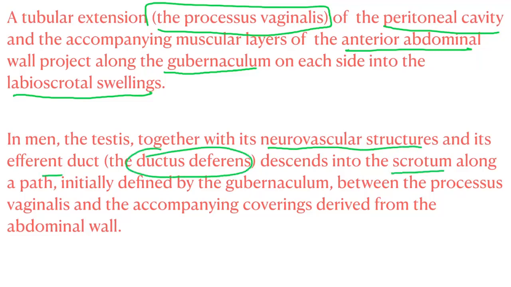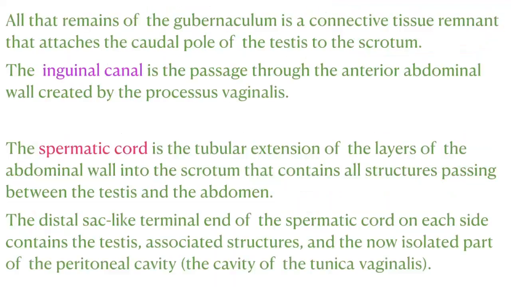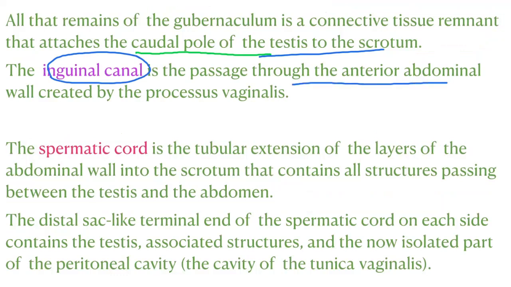In men, the testis together with its neurovascular structures and its efferent duct, that means ductus deferens, descends into the scrotum along a path initially defined by the gubernaculum between the processus vaginalis and the accompanying coverings derived from the abdominal wall. All that remains of the gubernaculum is a connective tissue remnant that attaches the caudal pole of the testis to the scrotum. The inguinal canal is the passage through the anterior abdominal wall created by the processus vaginalis. Remember that? I will explain that.